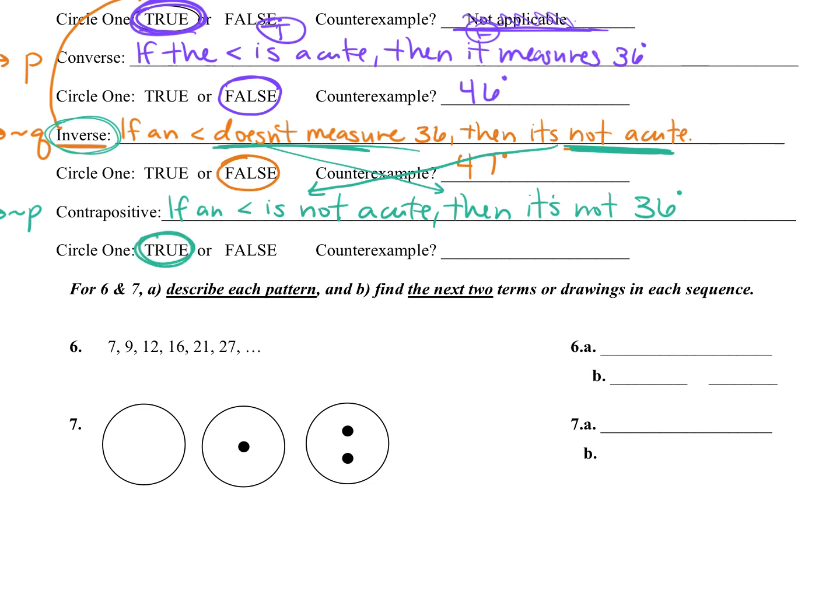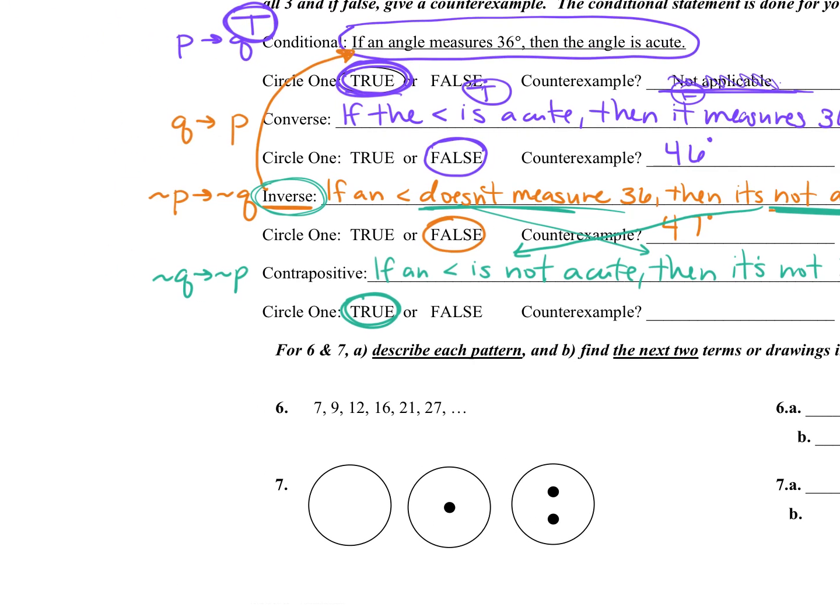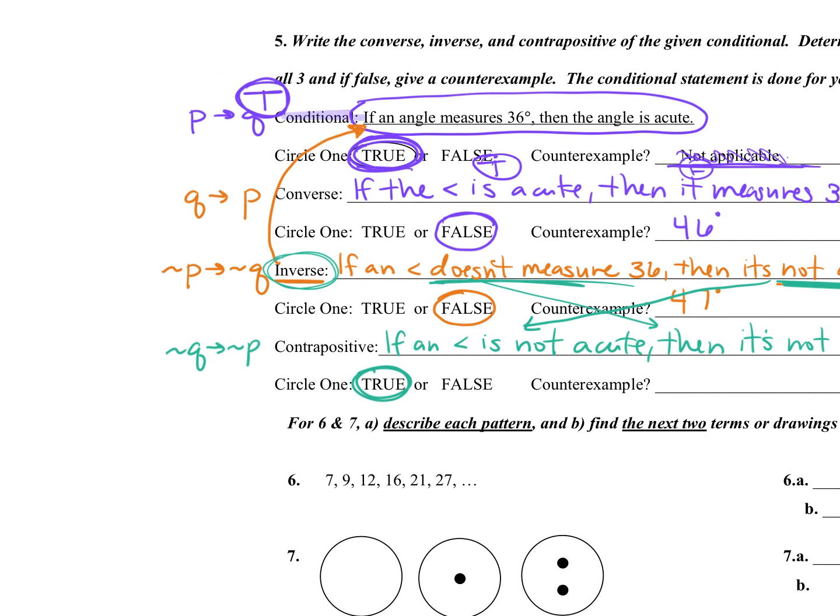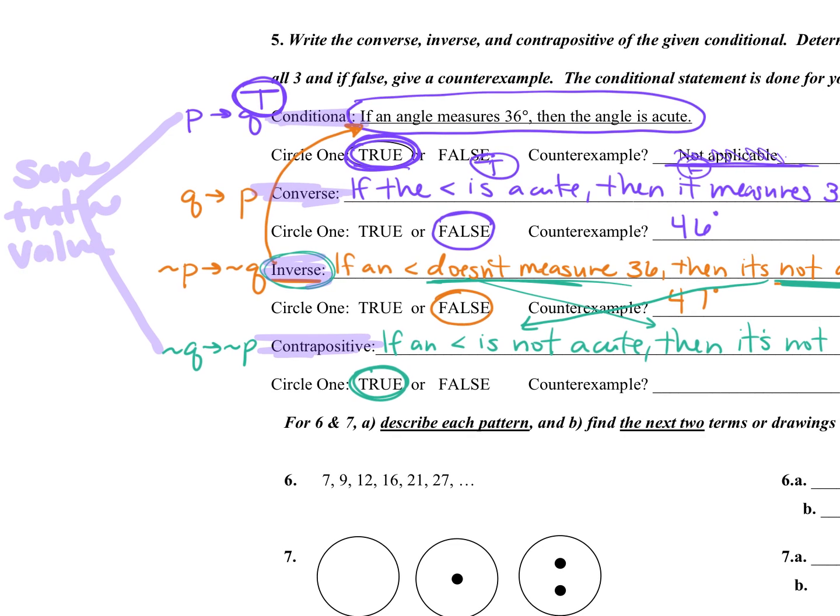Okay, let me just point something out to you real fast. I told you this a long time ago, but it's been a while. So you have conditional, converse, inverse, and contrapositive, right? Those are the 4 phrases. Do you remember which 2 have to always be the same? The first and the last will always have the same truth value, right? And then the 2 in the middle will always have the same truth value.